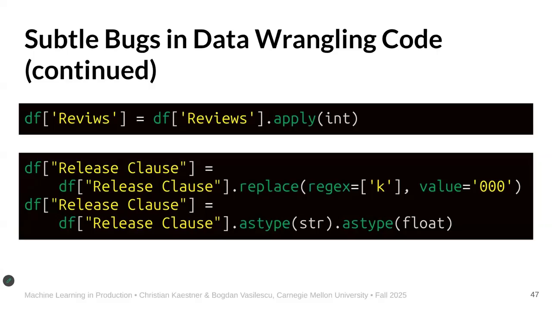The first one I think is super obvious: typos. But again, it fails silently, right? You just get another column.